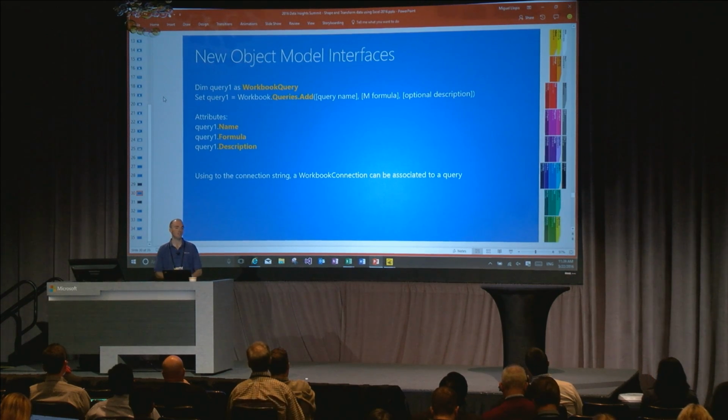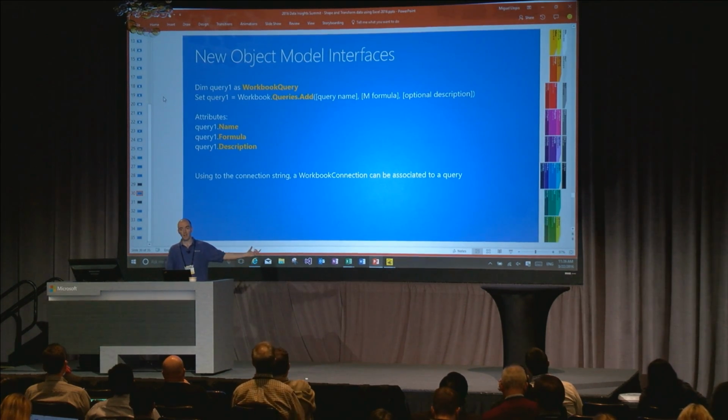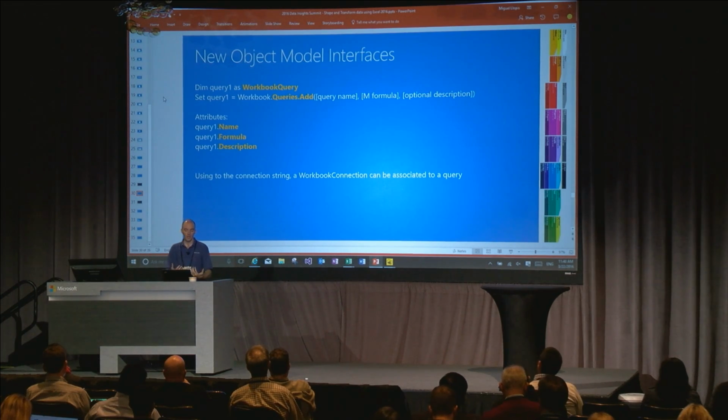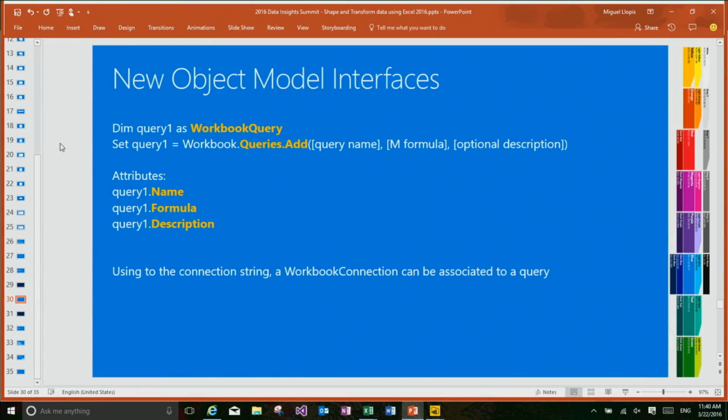So with Excel 2016, we are introducing a new Excel object model object. It's the workbook query. Basically, you can now create a new query, like in this case, as a workbook query. Now, workbook queries have a few different attributes. They have a name. They have a formula that's basically the underlying M code that you saw when I went into the advanced editor.